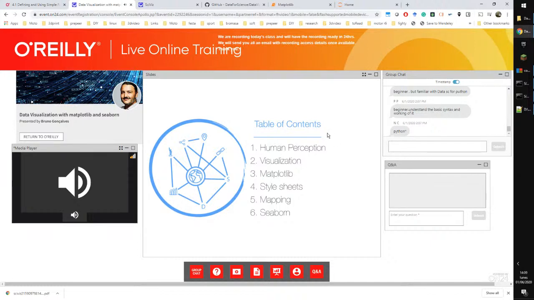Then we start working with Matplotlib, where I explain the structure of Matplotlib and how you can use it to generate relatively simple plots. Then move on to style sheets that allows you, in a sense, to design your own style for your own figures, so you don't have to customize everything by hand every single time. Finally, some mapping examples, so how you can use geographical information.